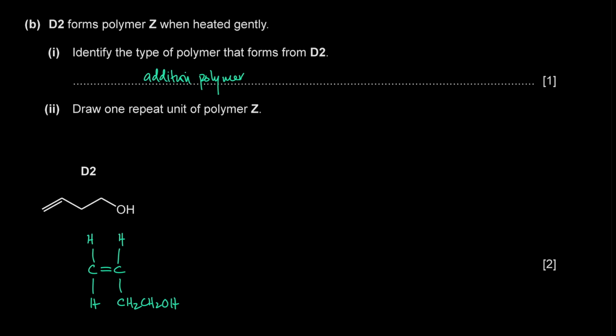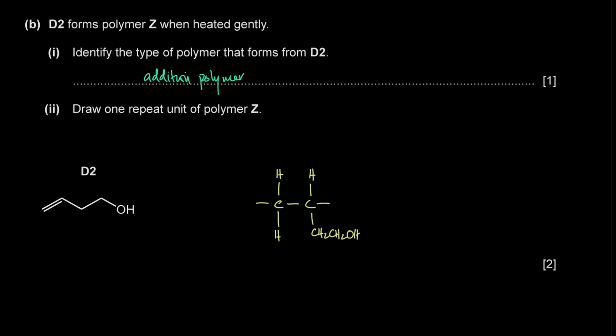And then the repeat unit of the polymer over here will be carbon-carbon. The pi bond will break, and we're going to show the continuation bonds. This carbon is bonded to 2 hydrogens, and then the other carbon is bonded to a hydrogen and a CH2CH2OH. So this is the structure of the repeat unit.